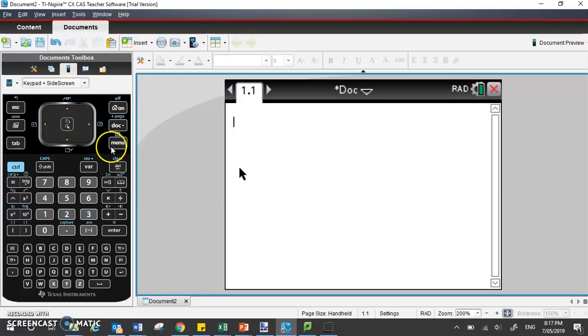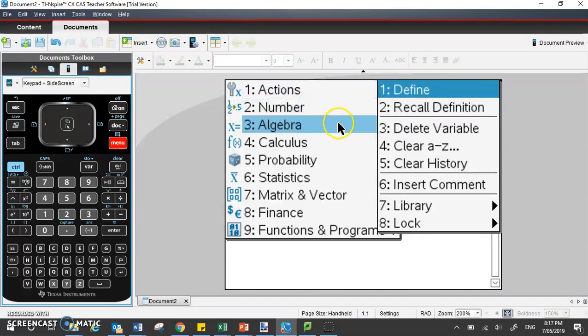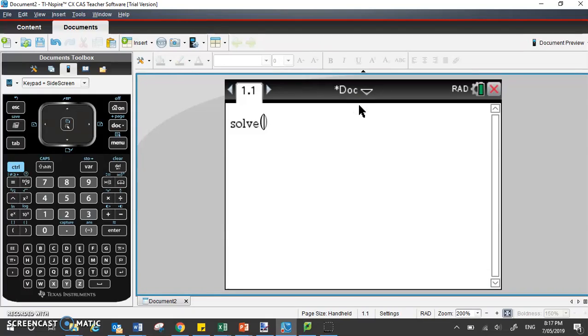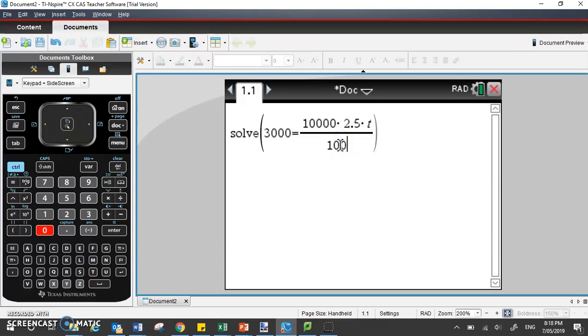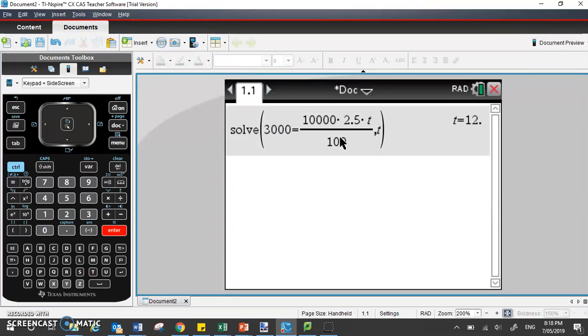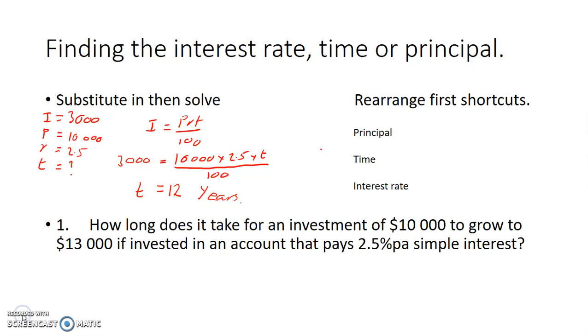So on the calculator page, we're going to use solve. So menu, algebra, solve. Write in the equation that we had, 3,000 equals 10,000. Actually, this wanted to be a fraction, so we'll go back and set it up as a fraction. 10,000 times by 2.5 times by t over 100, and we want to tell it what we're going to solve it for. So comma t, press enter, it tells us that t has to be 12. So we have t equals 12 years.